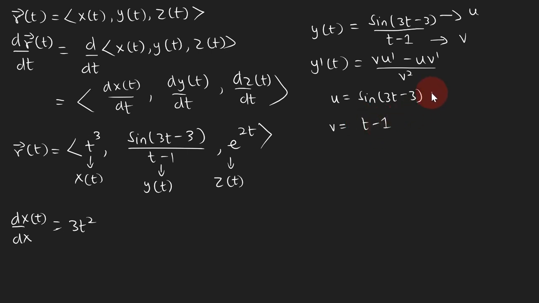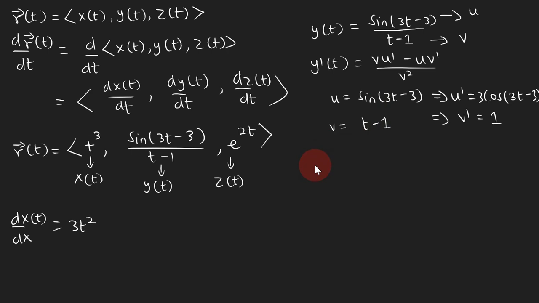Let's find u prime. Let me free up some space. U prime will be equal to the cosine of 3t minus 3, times 3. There's no space, so I write this here. And then we will find v prime, which will give us 1. V prime should be equal to 1. That's the derivative of t, and the derivative of 1 will be 0. So that's how I have 1.